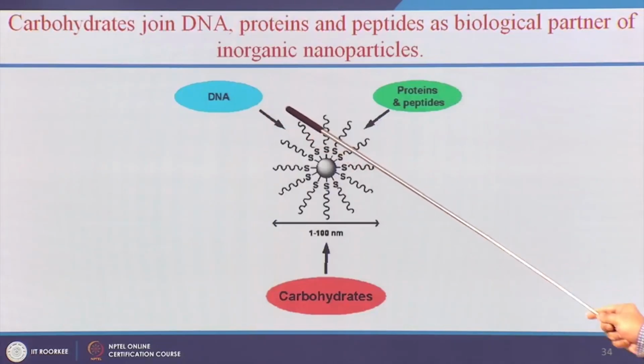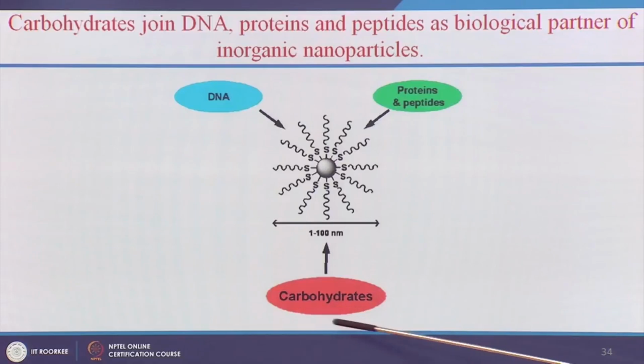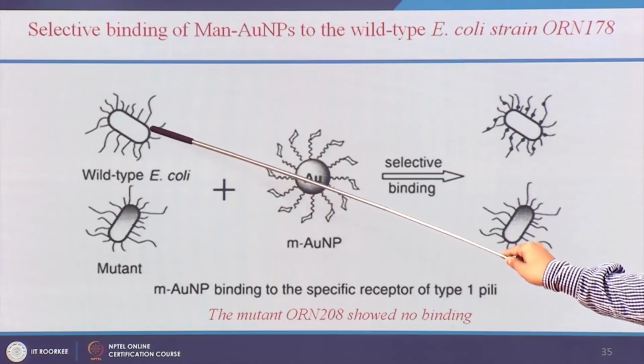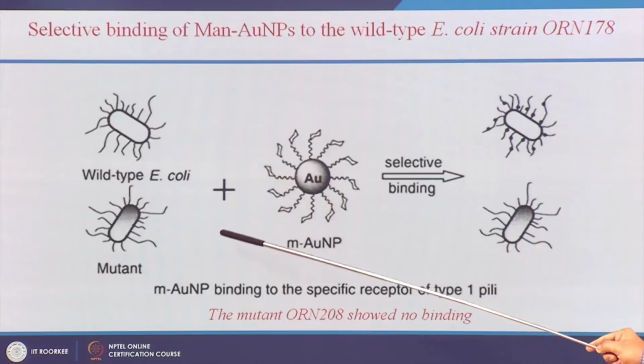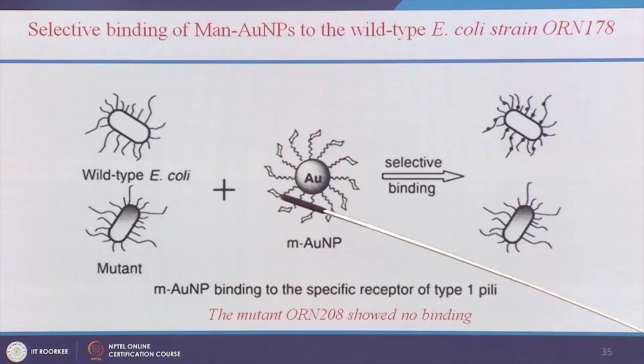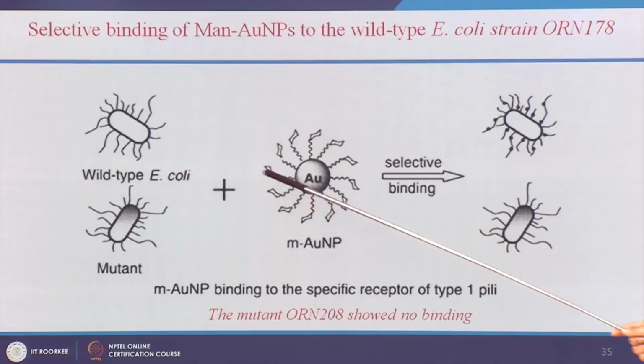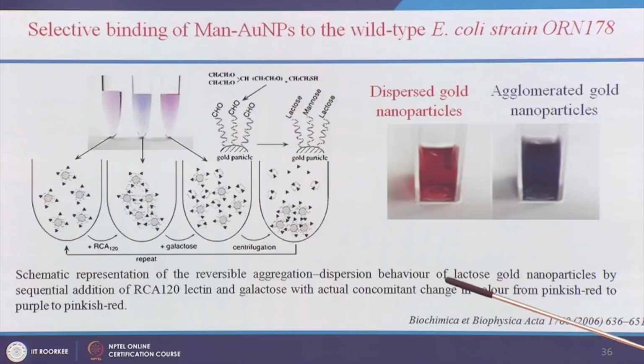And similar to DNA and protein, we can also use carbohydrate as a stabilizing or coating agent of inorganic nanoparticles, and using that we can make a very good biosensor. So, in this example, this gold nanoparticle is coated with mannose sugar. This mannose sugar is specific for wild type E. coli bacteria, and it is not specific for the mutant. When you add this kind of nanoparticle, you can easily identify whether your sample contains wild type bacteria or not. So, here you can see the example.